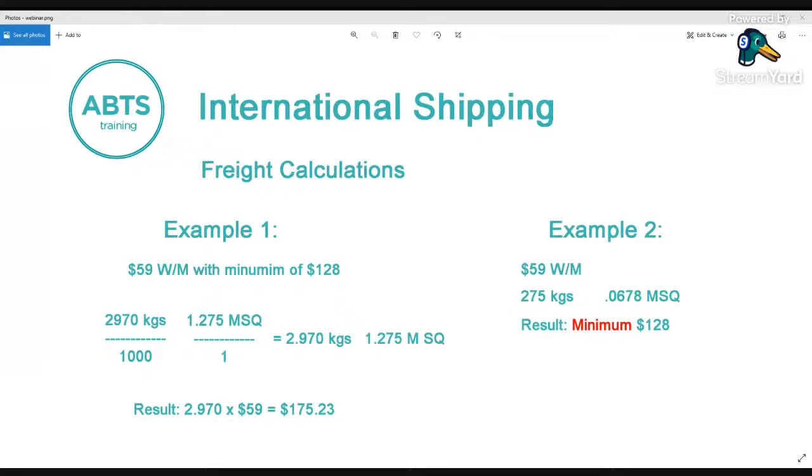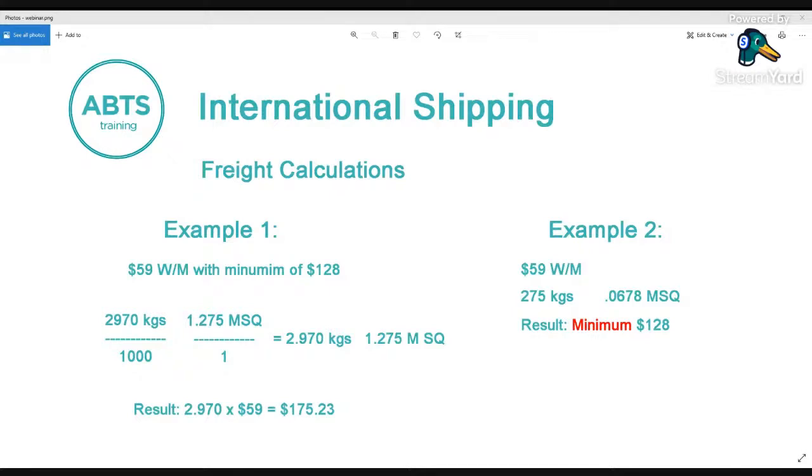So let's go. You have 2,970 kilos. You would divide that by 1,000, because remember, it's per unit of 1,000 kilos. So you divide that by 1,000, and you had 1.275 cubic meters. Okay, and there you have 1.275. So that's per unit of 1 cubic meter. So you divide that by 1.